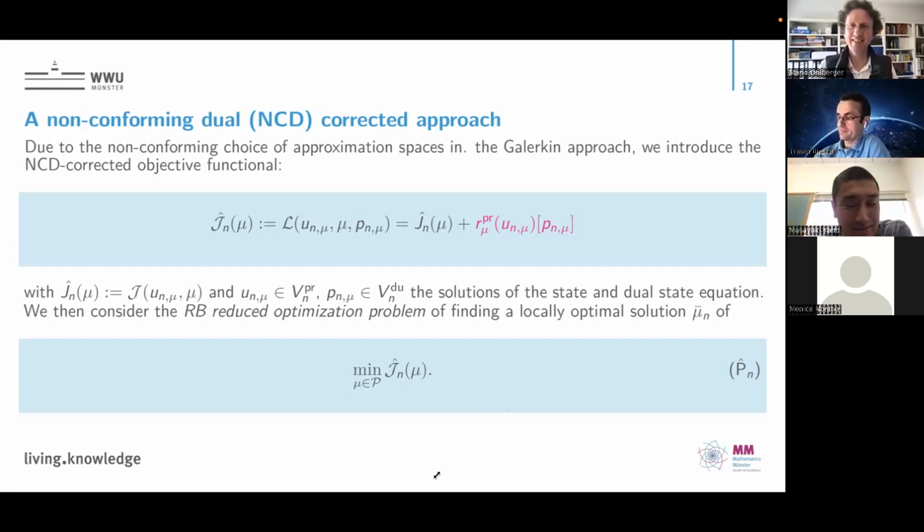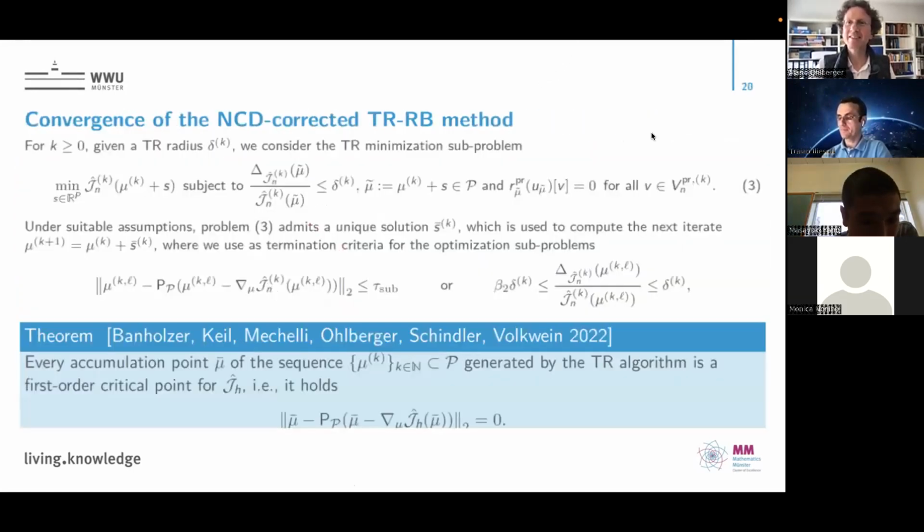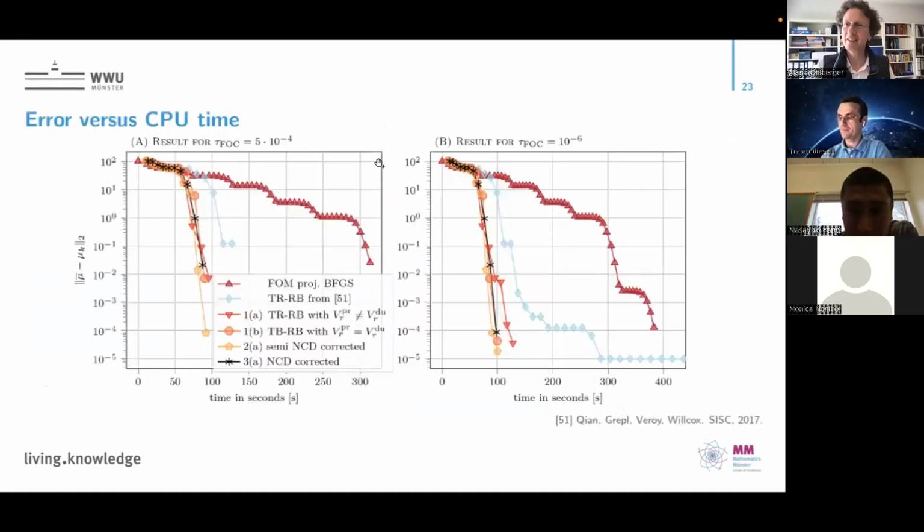Actually, related to the previous question, if you could go to slide 23, there are a number of curves on this slide. The one that says 1B, where it says primal equals dual. How do you construct that space? Is that the one that includes both snapshots in a given space? Yeah, we include both snapshots. This is the larger space, right? Okay, that makes sense.